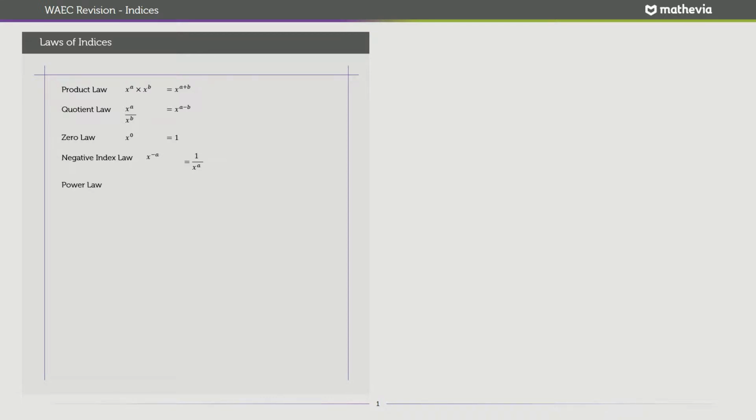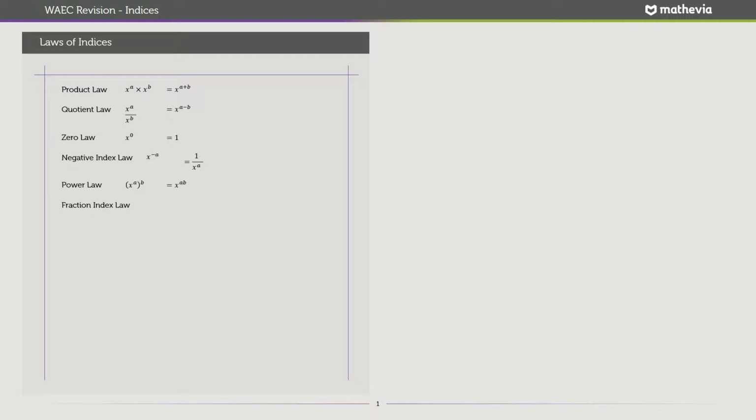Now, the power law, this one is very interesting. If you have a situation where you have x to the power of a, all to the power of b, so you have a number raised to a given index, and the whole thing raised again to another index, you have this as x to the power of a times b, so x to the power of ab. So what you do is you multiply the two indices.